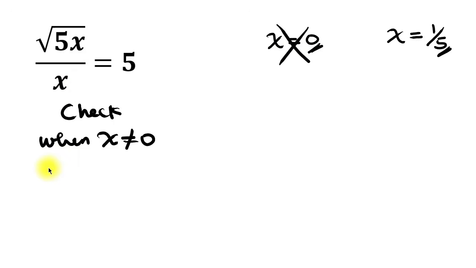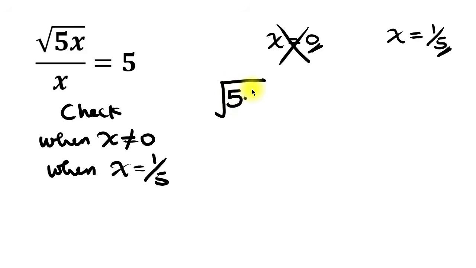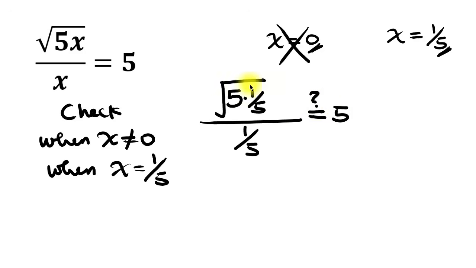Now what about when x this time is equal to 1 all over 5? So now let's input this into what we have here. We have the square root of 5x. That is 5 times x, where x is 1 all over 5, all over x, where x is 1 all over 5. Now we're checking if we're going to be having 5 as a result. Now what we have inside of the parentheses, 5 can cancel out 5, so we have 1. So the square root of 1 is 1, all over 1 all over 5.